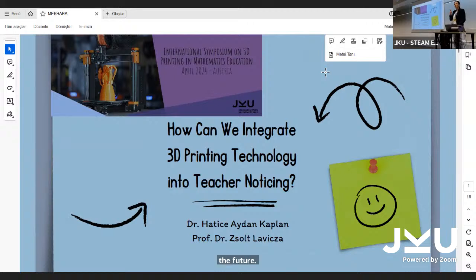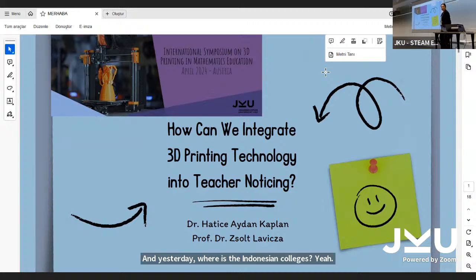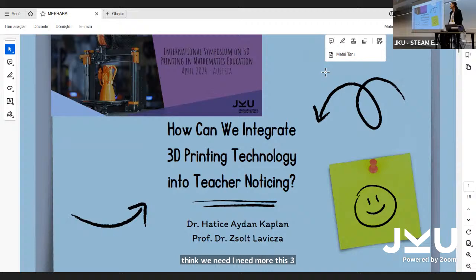And yesterday, where are the Indonesian colleagues? You said that you have one 3D printer. Yeah, before I came here, I asked my university whether we have any 3D printer or not. They said yes, we have one, but it was broken. So I think I need more of these 3D printers. Support me. You can give tickets. Oh, it's okay.